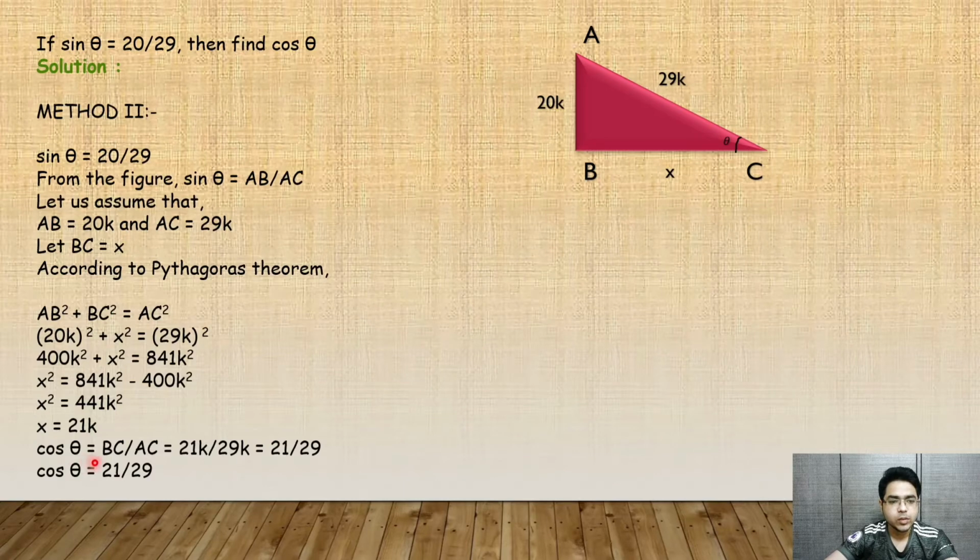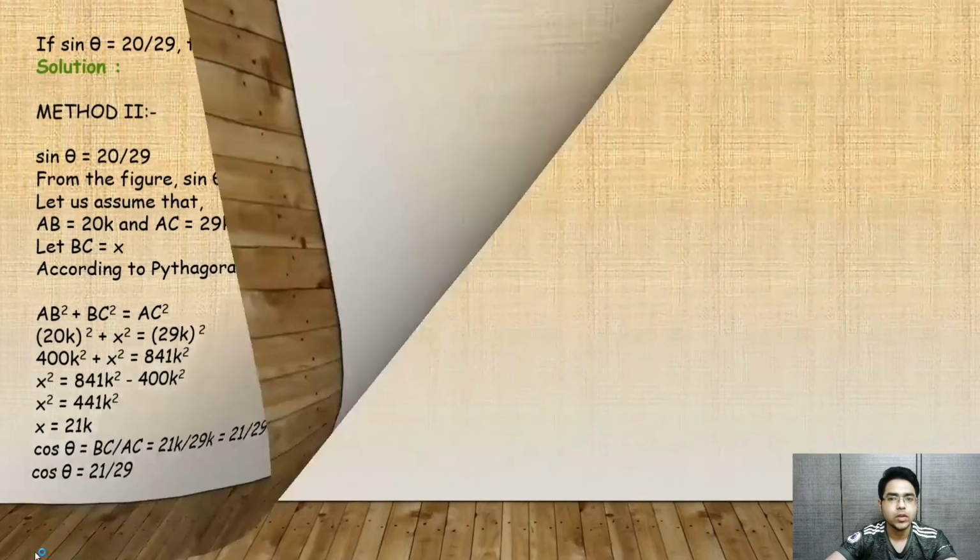So cos theta is equal to BC by AC. See, this is the adjacent side and this is the hypotenuse, the side nearest to theta. So this will be the value of the adjacent side, that is x, and we have calculated x is equal to 21k. So we'll be substituting here, and we'll be getting 21k divided by 29k, that will be equal to 21 by 29. So cos theta will be equal to 21 upon 29. Now moving to the next slide.